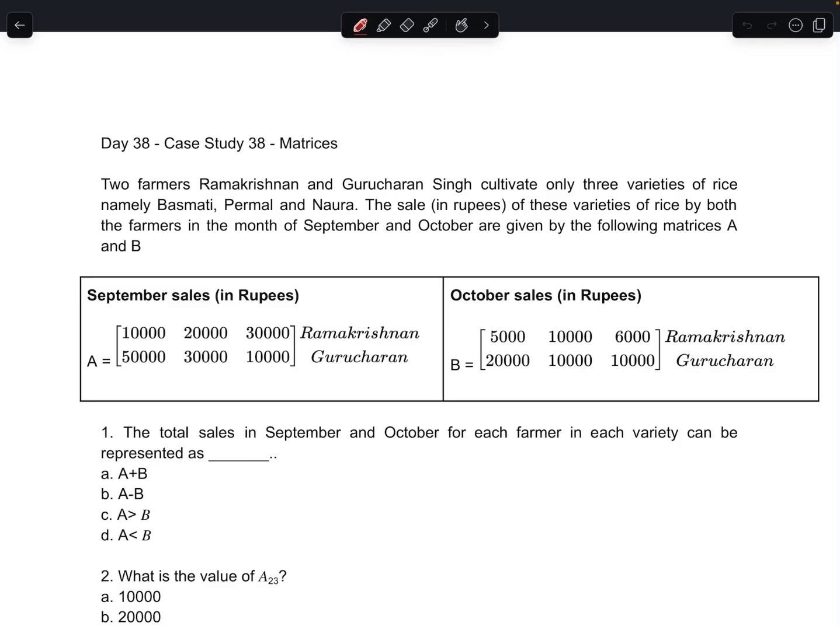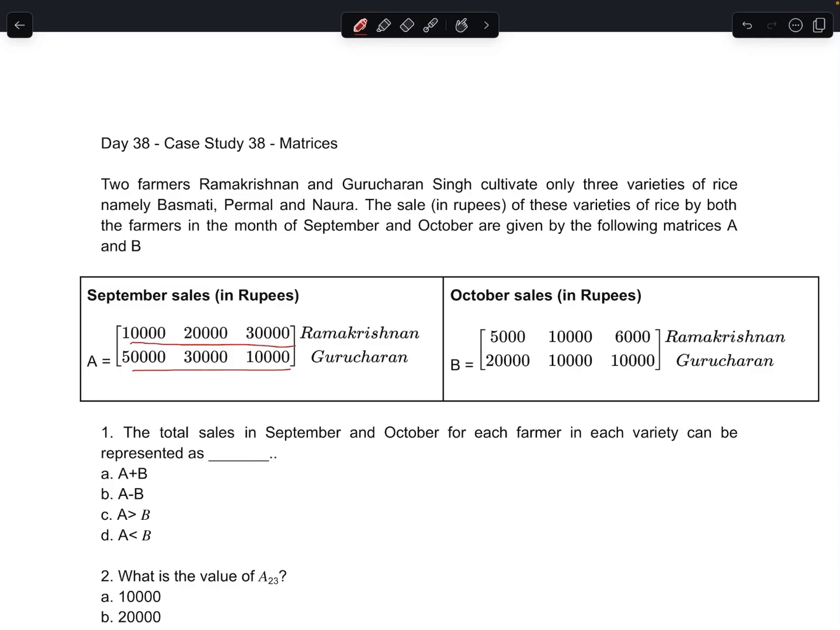In matrix A, the first row specifies the amount earned by Ramakrishnan by selling the three varieties of rice. Same way, the second row in matrix A specifies the amount earned by Guru Charan by selling the three varieties of rice in the month of September. Same way in October sales also.